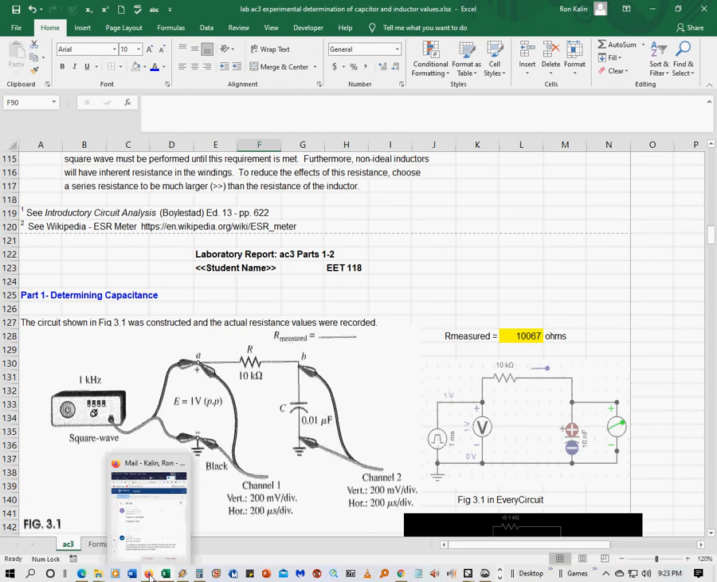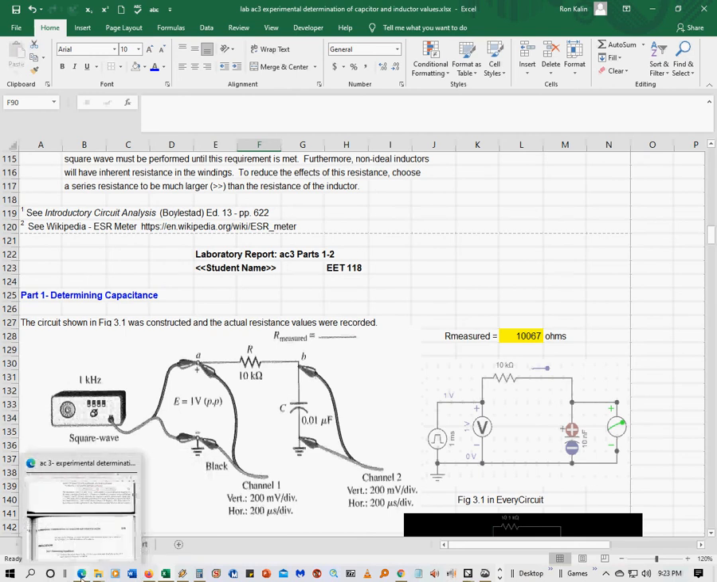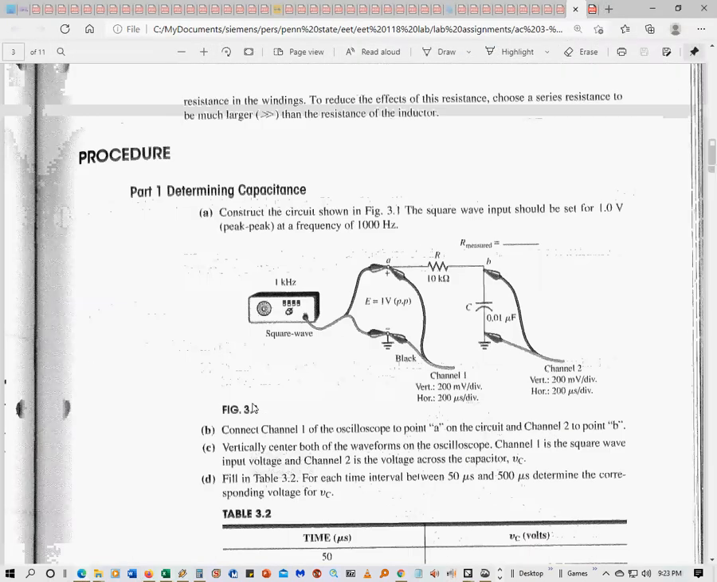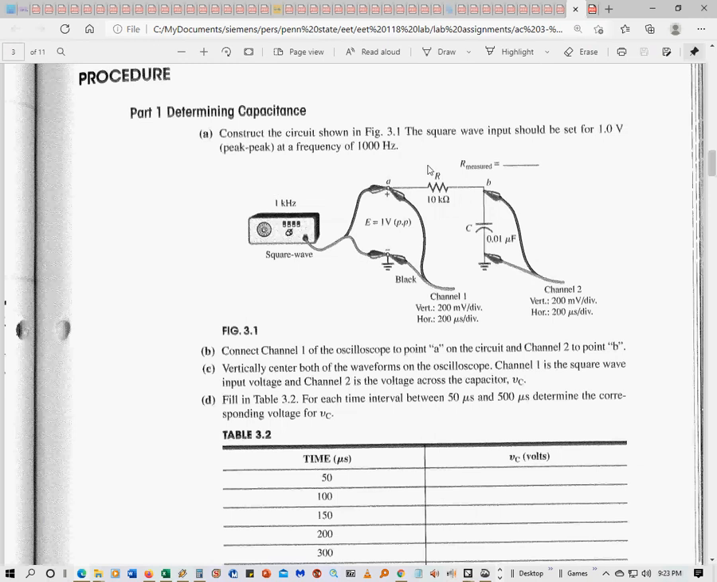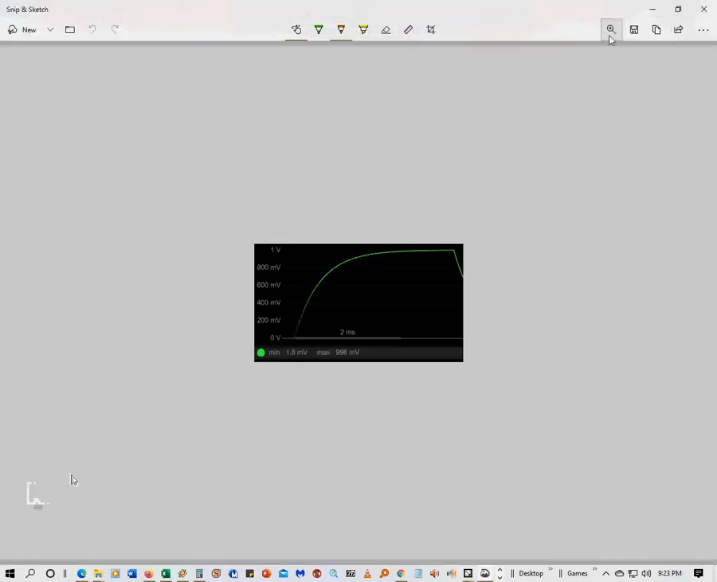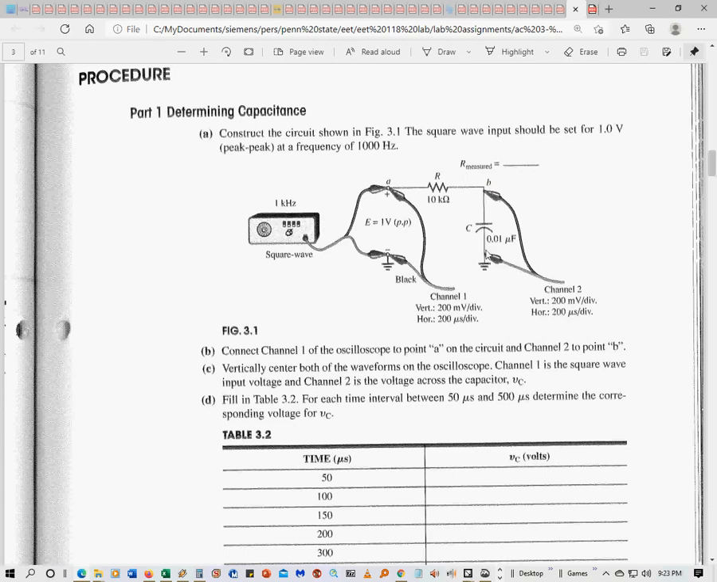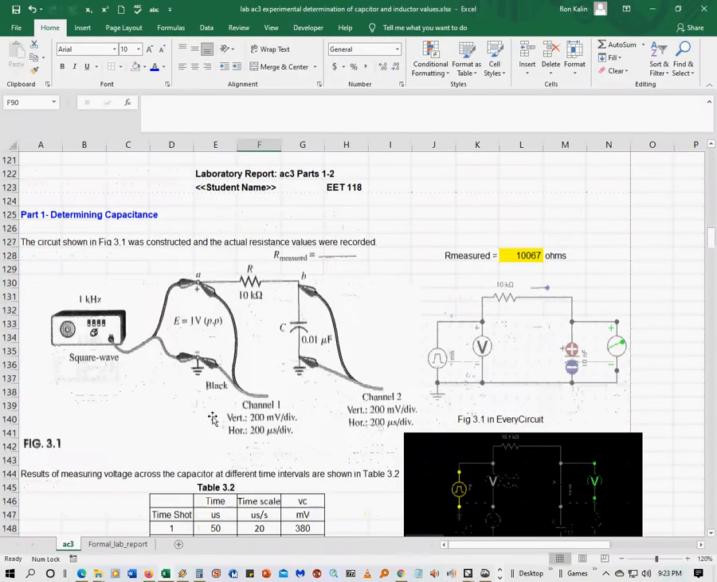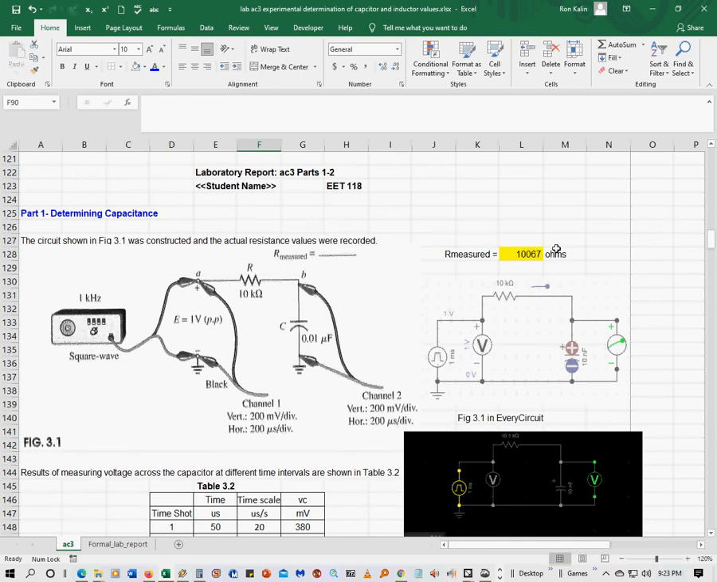I'm just showing you how to do this. Like I said, I did it. I started off doing part one, and I used Snip & Sketch, and I took a picture of this circuit, the setup here with how to measure it, and I put it in here, and then I picked this value.